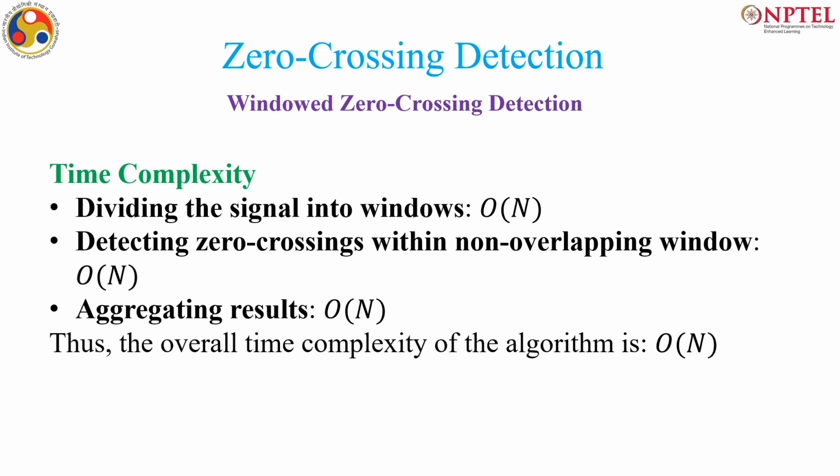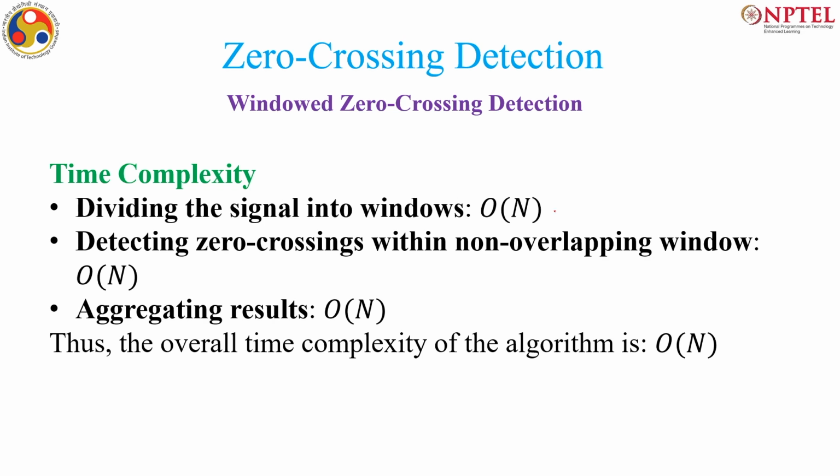If we talk about the time complexity, dividing the signal into windows will take O of n time, because you are assigning each point to a specific window, and considering the windows are non-overlapping, you get O of n, because ultimately you have n sample points. Then you want to aggregate also, you have to check O of n. So, O of n, O of n, O of n is a complexity of O of n.